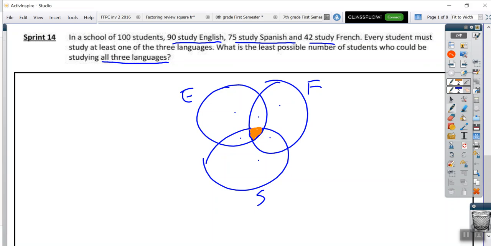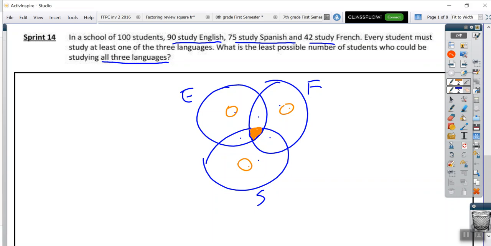We are going to assume that nobody is taking just one language, because we want to find the least number possible. If a bunch of kids take one language, then that means more people have to be tripling. Does that rationally make sense? Okay. So we can fairly assume for this problem, these sections are all zeros, because this means you're only taking English, only taking French, only taking Spanish.